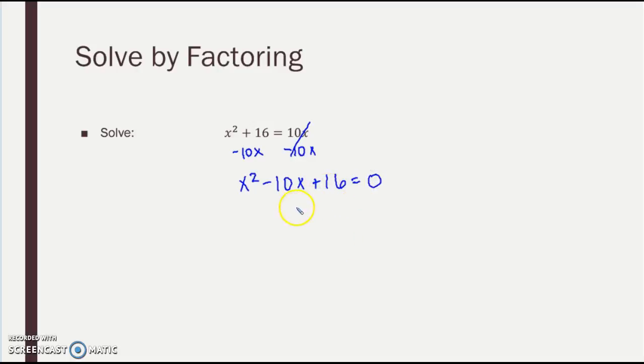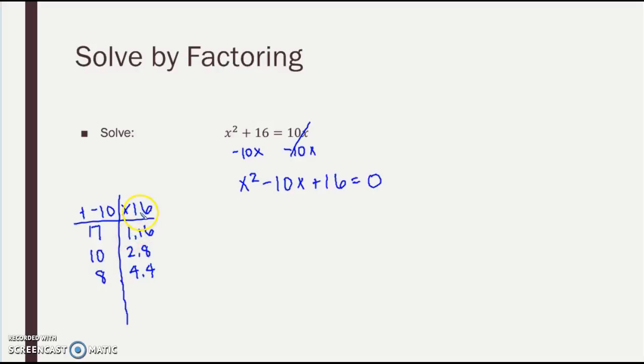Now I'm going to factor it. I want to know what multiplies to get this 16 but adds to get negative 10. So I want to add to negative 10 and multiply to a positive 16. Okay, so I've got 1 and 16, 2 and 8, 4 and 4. 1 plus 16 gives me 17. 2 plus 8 is 10. 4 plus 4 is 8. Well, none of these add up to negative 10.